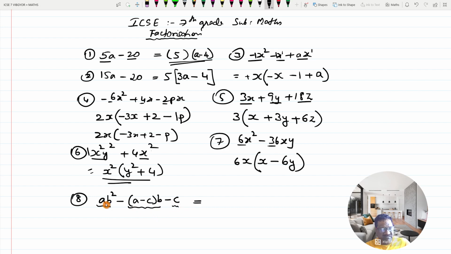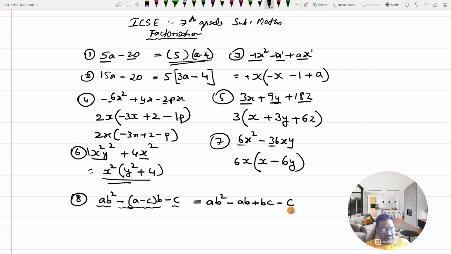So this can be written as AB square, as it is I'm writing. Now this particular second term, I will just expand it. So minus B into A is minus AB, and minus B into minus C will be plus BC. And then this minus C is the last term that I can add up, right? So now what I have done is, instead of these 3 terms, I have made it 4 terms by expanding the second term.